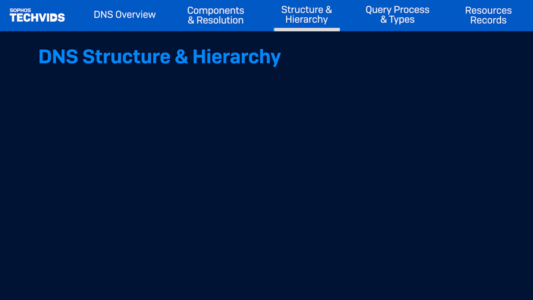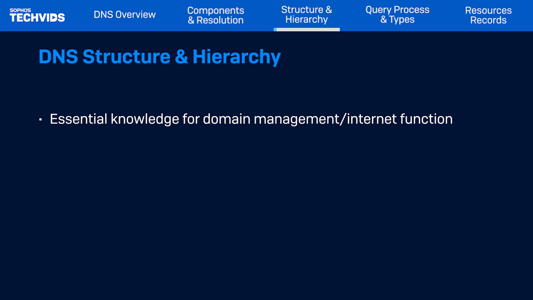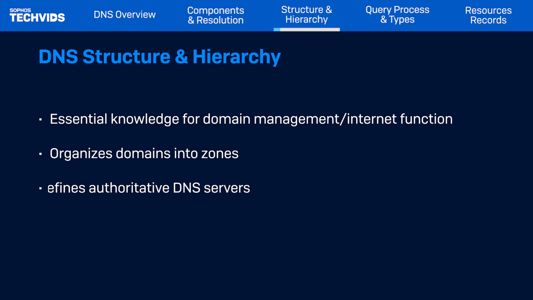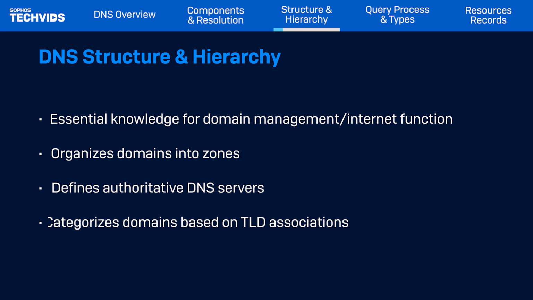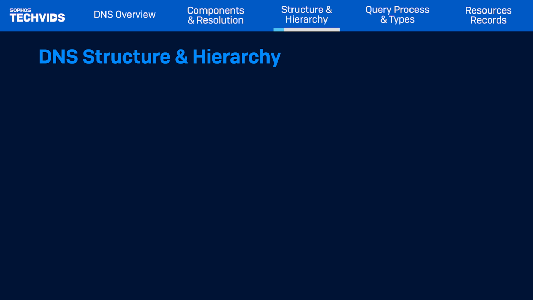Now, I'll walk through the DNS structure and hierarchy. Understanding this is essential for effective domain management and the proper function of the Internet. The hierarchical structure ensures the organization of domains into zones, defines authoritative DNS servers, and categorizes domains based on their top-level domain associations. To illustrate this, I'll use the example domain cloud.sophos.com. This hierarchy is crucial for efficient and scalable domain name resolution and has the following layers.